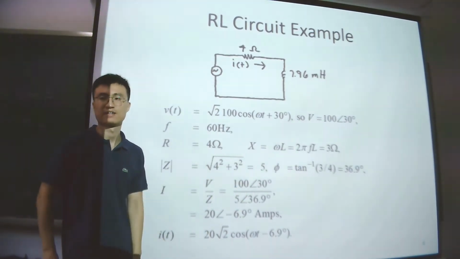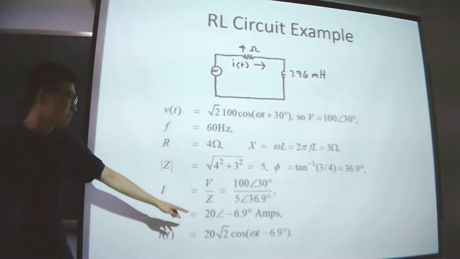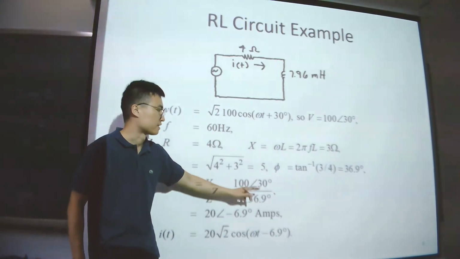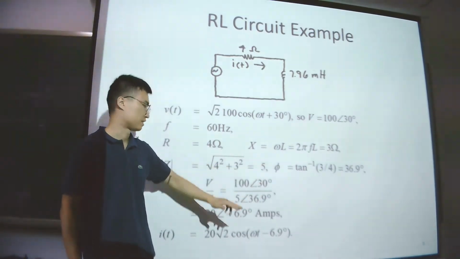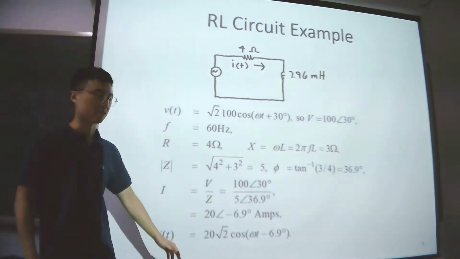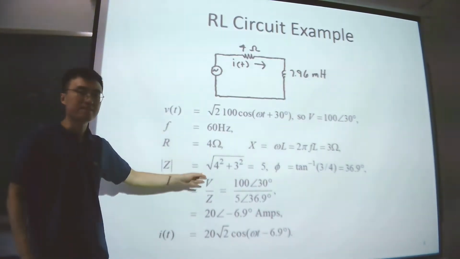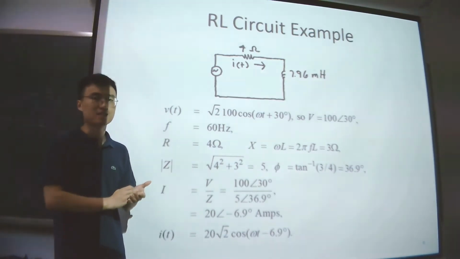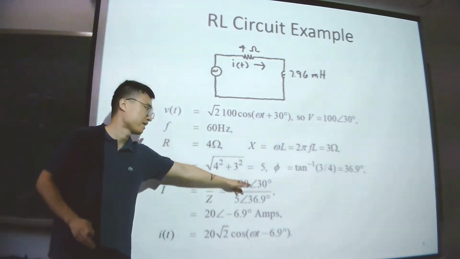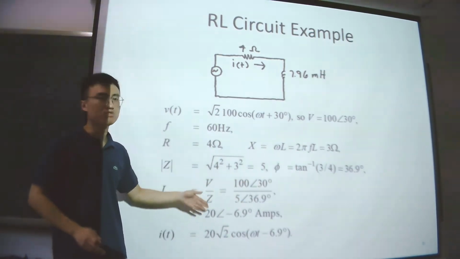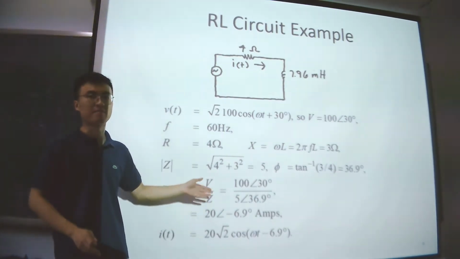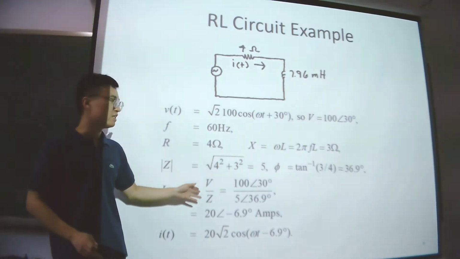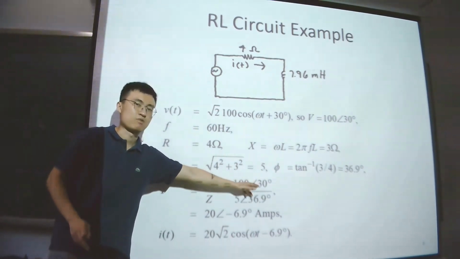Okay, that is the complex version. For the angle, you use 30 degrees minus 69 degrees, so it will be minus 69 degrees, right? For multiplication, you add the angles A and B. If you wish to calculate a division, it is minus.